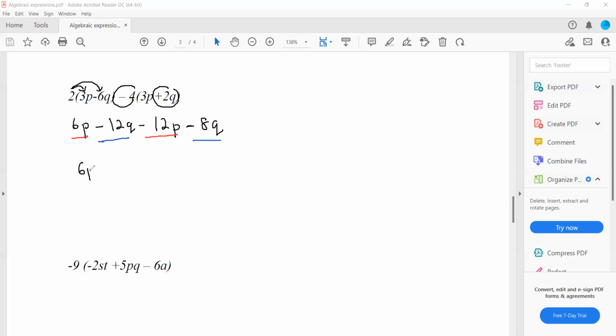So 6p minus 12q. Sorry, it should be 6p as well. So 6p minus 12p minus 12q minus 8q. So here 6 minus 12, we get minus 6p. Here we get minus 20q. Okay, moving on to our next question.